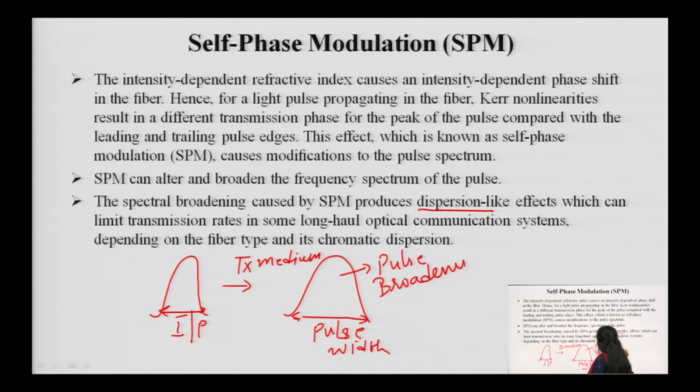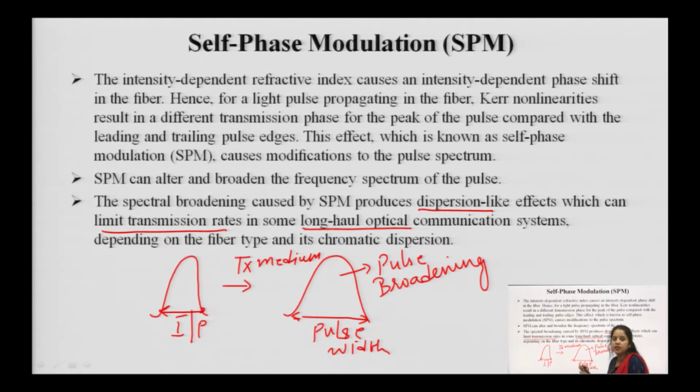Only this type of effect can be seen with self phase modulation also, which can limit transmission rates. What are the limitations that then occur? It limits the transmission rate in long haul optical communication, and this is applicable to dispersion also. Dispersion can most importantly be seen in a long haul optical transmission.